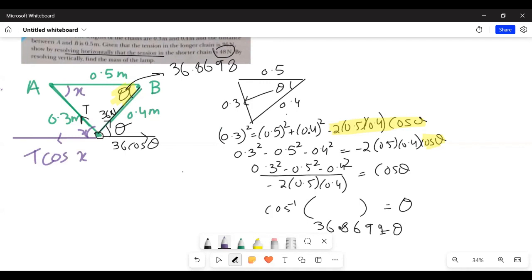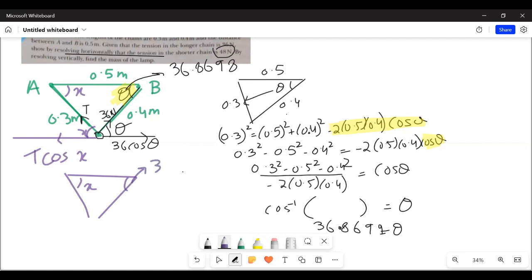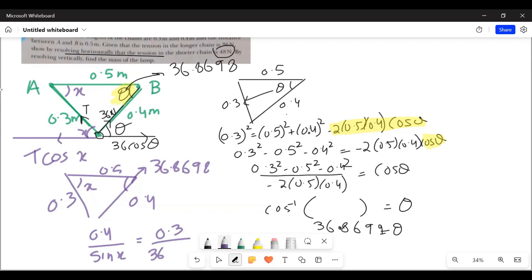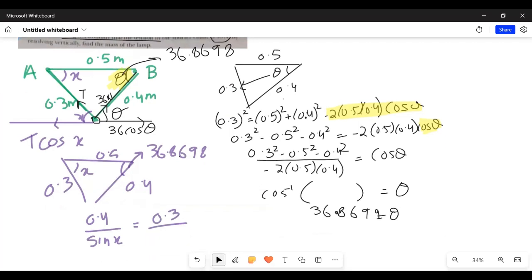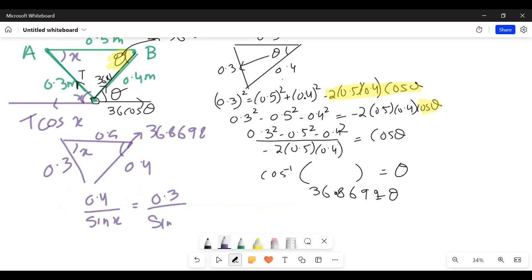So let's do that. Again, we'll have to apply cosine rule. Now we need, or you can also apply sine rule this time. Ma'am, this is X. This is 36.8698. This is 0.5. This is 0.3. This is 0.4. So you may apply sine rule as well. So 0.4 over sine X equals 0.3 over sine of the opposite angle, sine 36.8699.